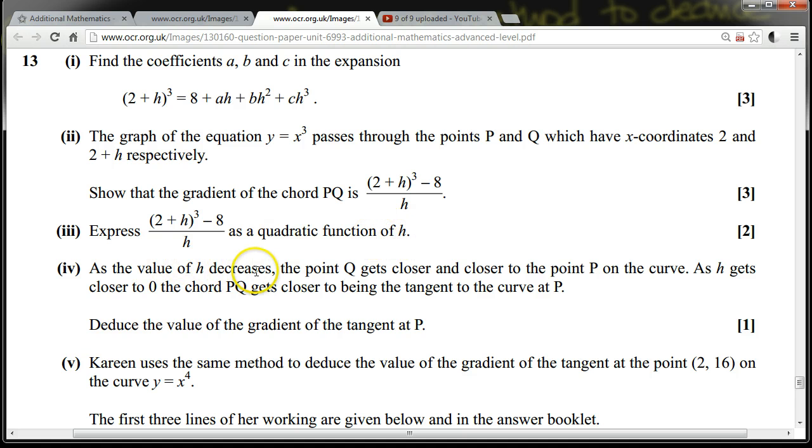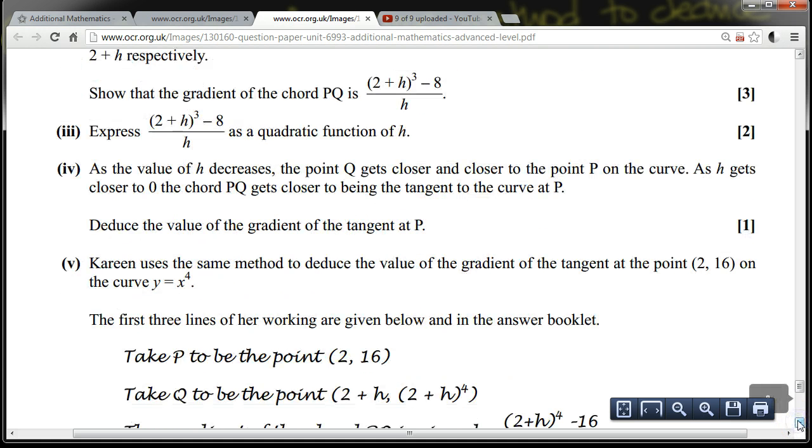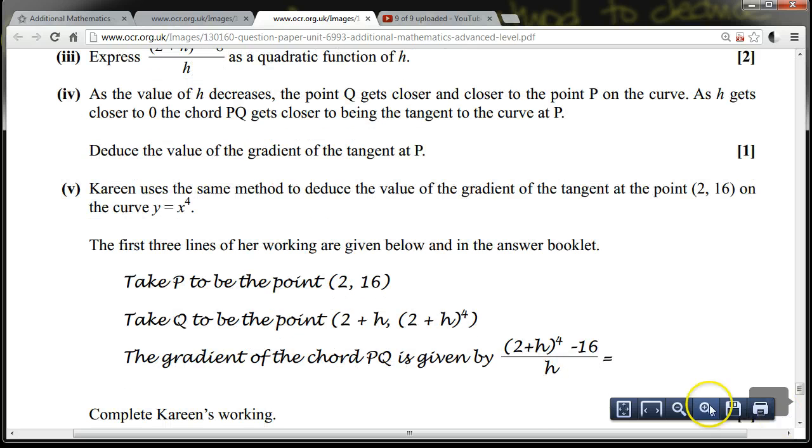As the value of h decreases, the point Q gets closer to the point P on the curve. As h gets closer to 0, the chord PQ gets closer to being the tangent to the curve at P. Deduce the value of the gradient of the tangent at P. And part 4, which I'll leave you to read, finishes the question.